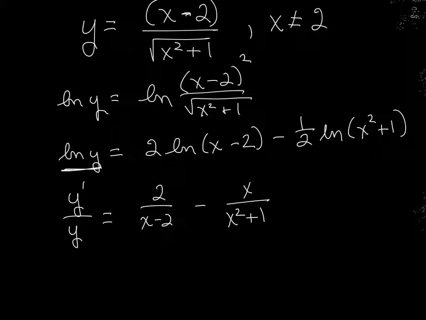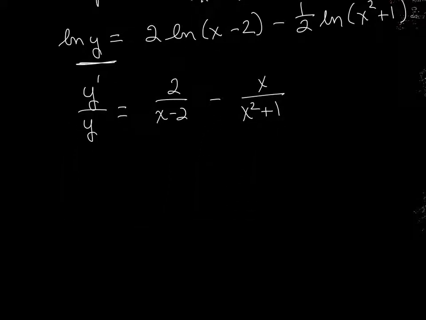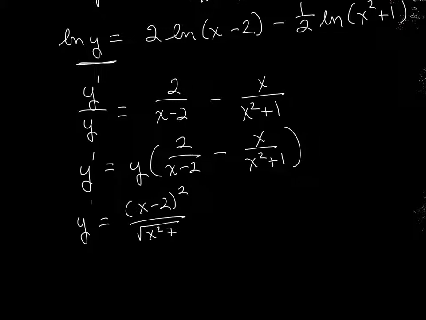We're getting closer, but I want y prime, not y prime over y. So we're going to multiply both sides by y. So y prime equals y times 2 over x minus 2 minus x over x squared plus 1. And we can go back and substitute. We said originally that y was x minus 2 squared over the square root of x squared plus 1.